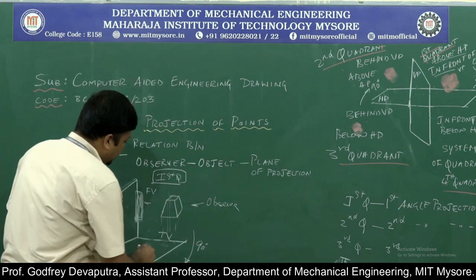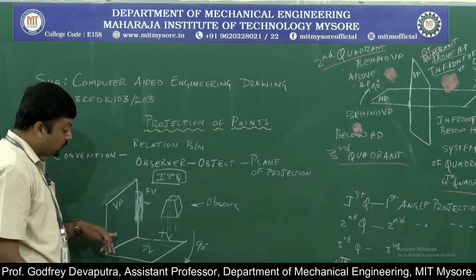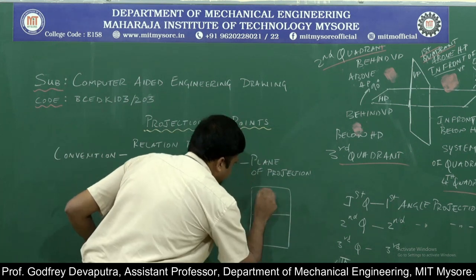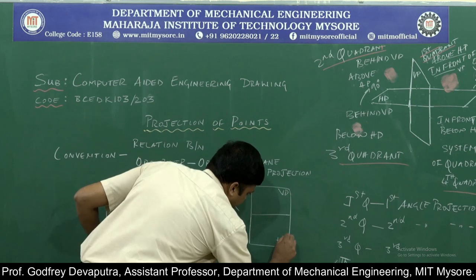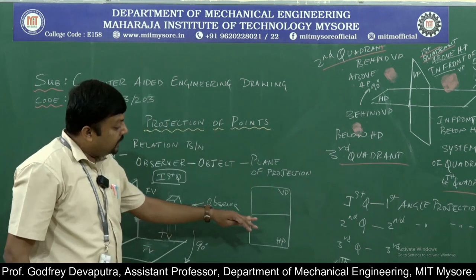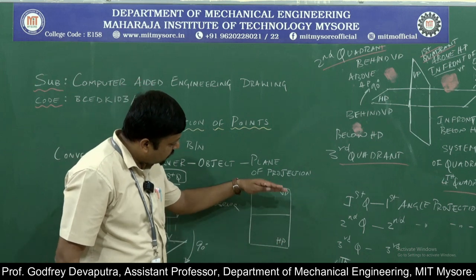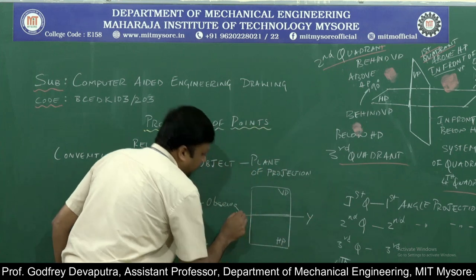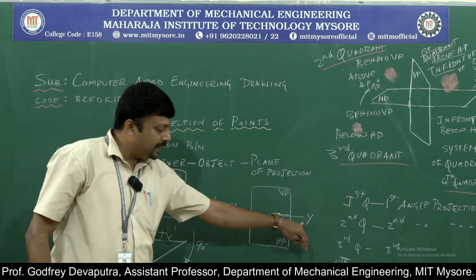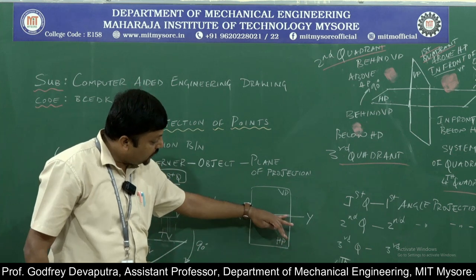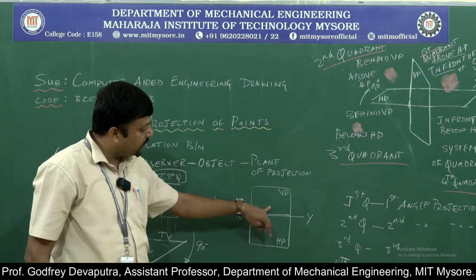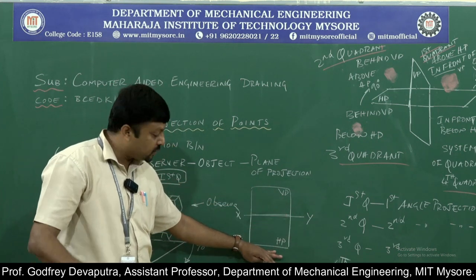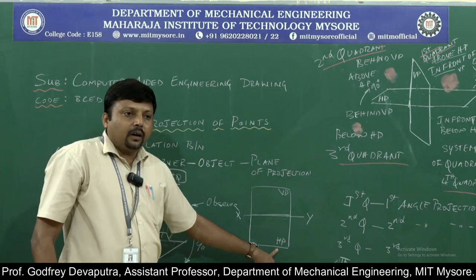When it happens, both this vertical plane and the horizontal plane appear like this. This is the vertical plane and this is the horizontal plane, and the line which is separating the vertical plane and the horizontal plane, we name XY. So XY is the line of intersection, and the space above the XY line in the first quadrant represents the vertical plane. The space below the XY line represents the horizontal plane.